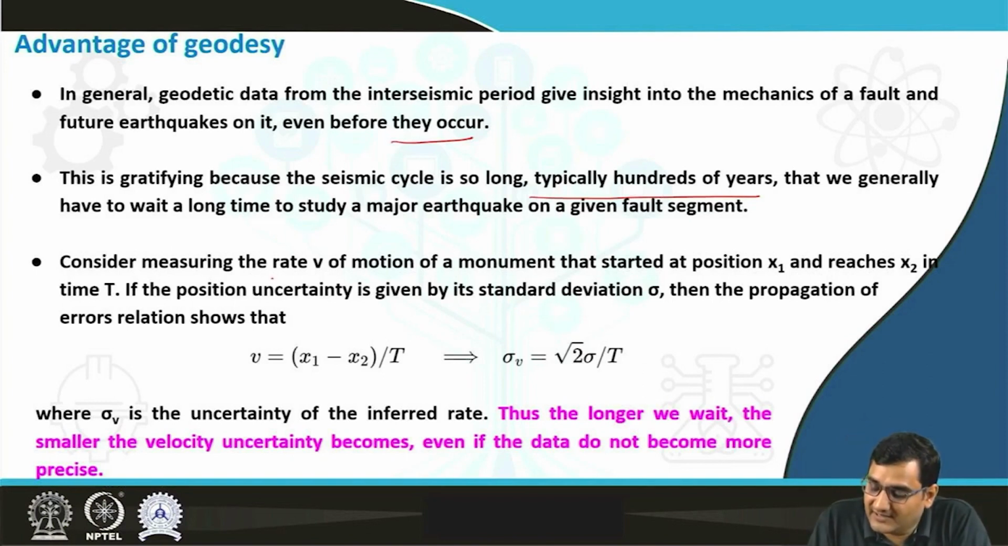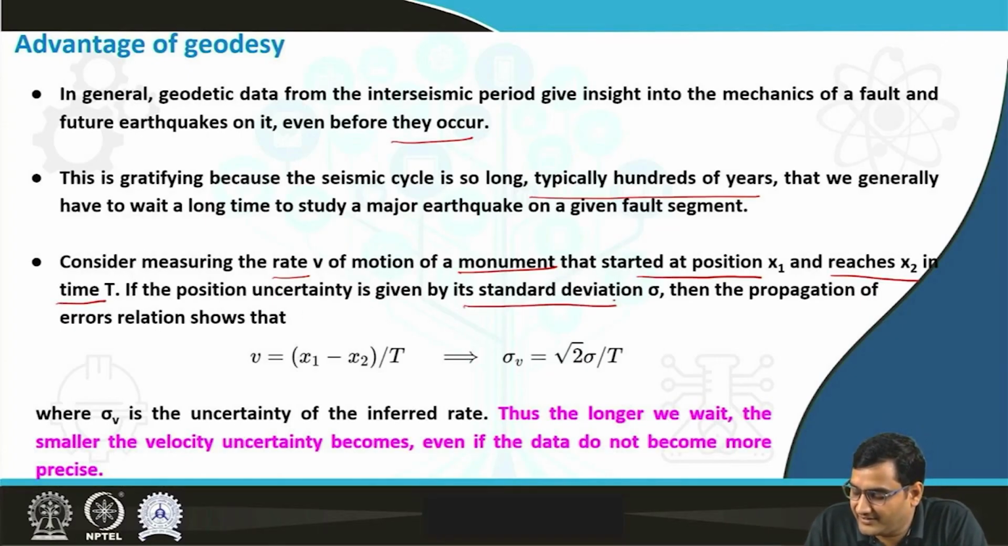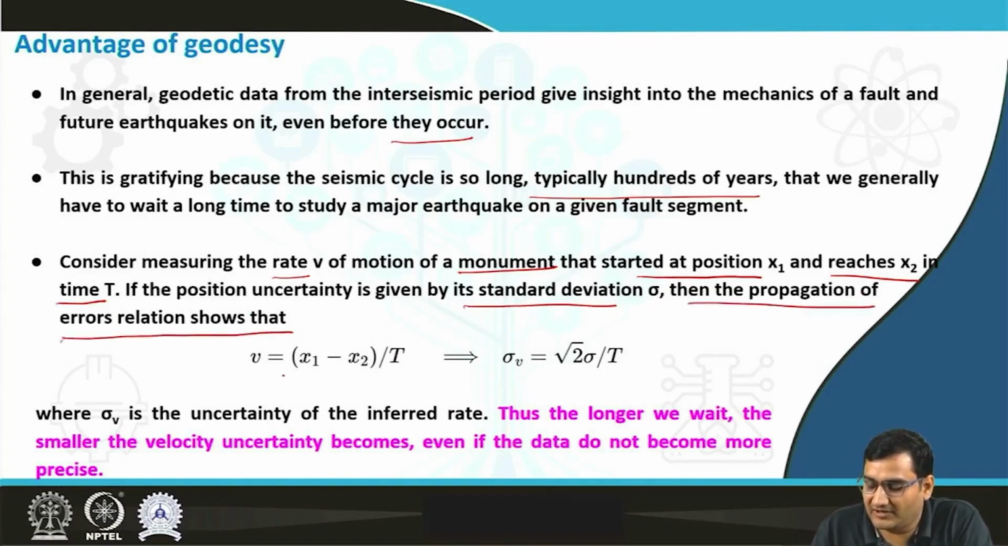Consider measuring the rate v of motion of a monument that started at position x1 and reaches x2 in time capital T. If the position uncertainty is given by its standard deviation sigma, then the propagation of error relation shows that v is equal to (x2 minus x1) by T. That will basically be sigma v equal to the square root of 2 times sigma by T, where sigma v is the uncertainty in the inferred rate. Thus, the longer we wait, the smaller the velocity uncertainty becomes, even if the data do not become more precise.